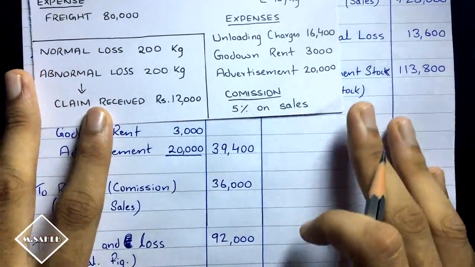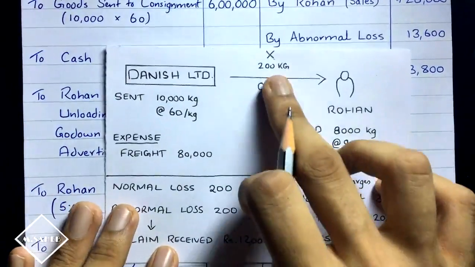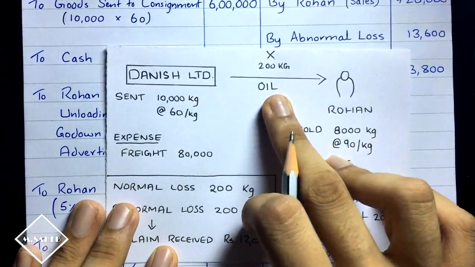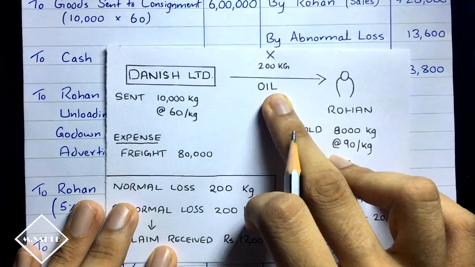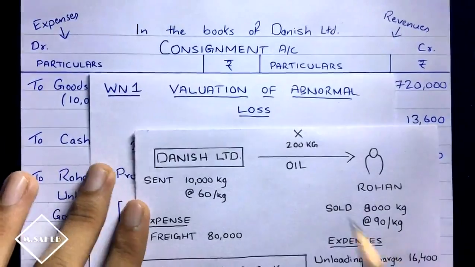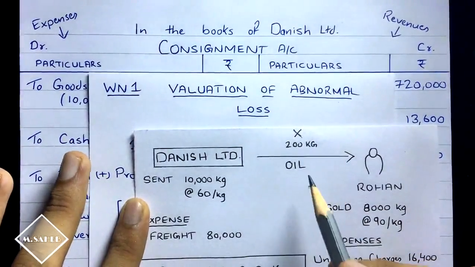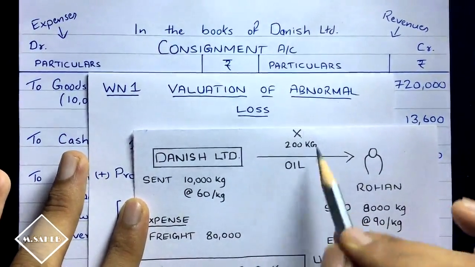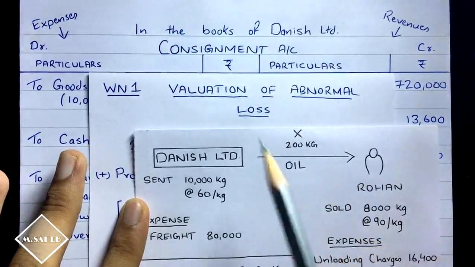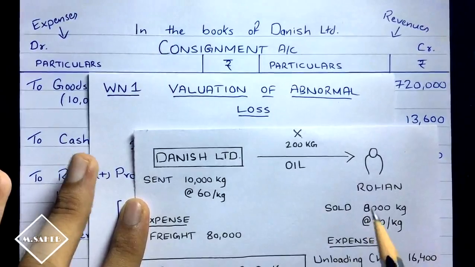And then if you can see, abnormal loss happened. So you have to know how to do the valuation of abnormal loss. Now let's see how to do the valuation of abnormal loss. Now, as given in the question, 200 kg of oil were destroyed in transit. So that was abnormal loss, and now you have to find out the value of this abnormal loss. So let's see how to do that.